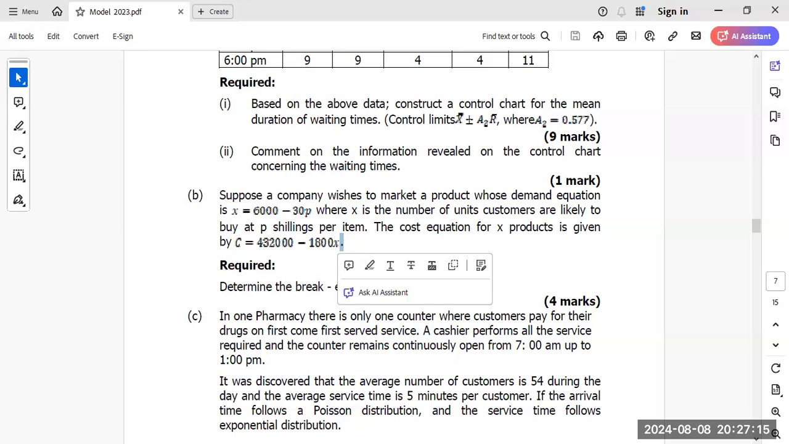I don't know which screen you are seeing. Which screen are you seeing, the workbook or the question paper? Which screen are you seeing, colleagues?